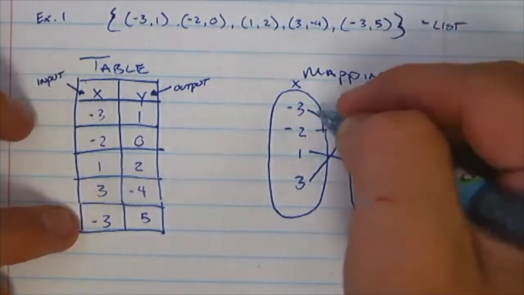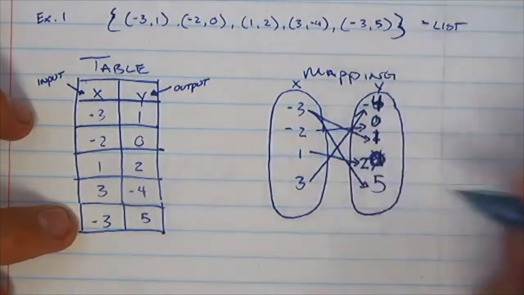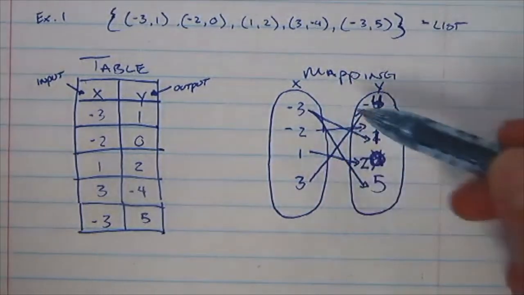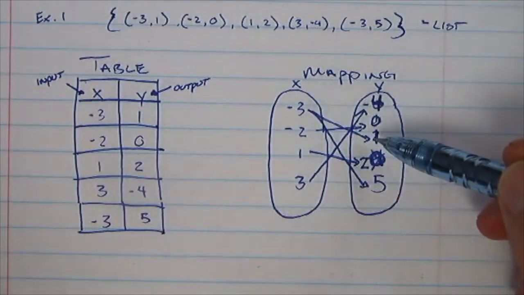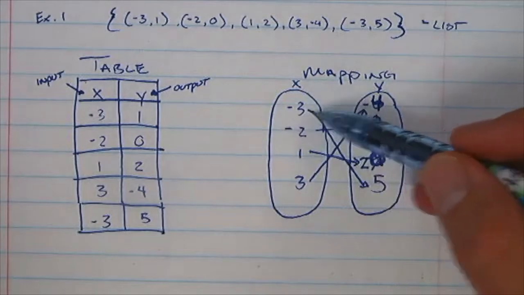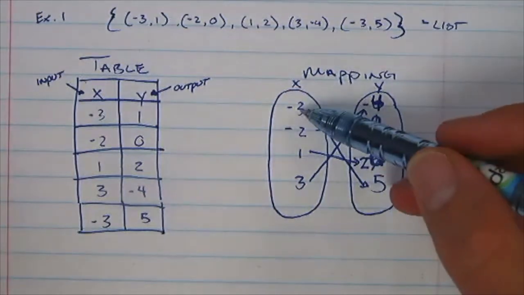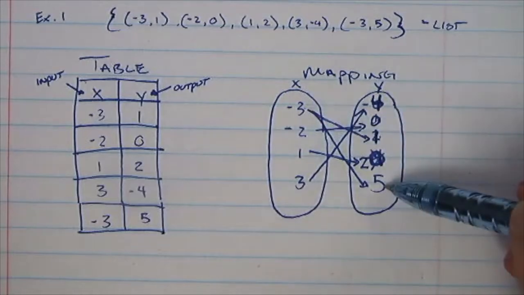And then this -3 goes down to the 5. Okay. So that's a mapping. You can see each line is connecting one X to its corresponding Y. In the case of -3, you'll notice it's got 2 lines coming from it. So this -3 could go with the 1. This -3 could also go with the 5.